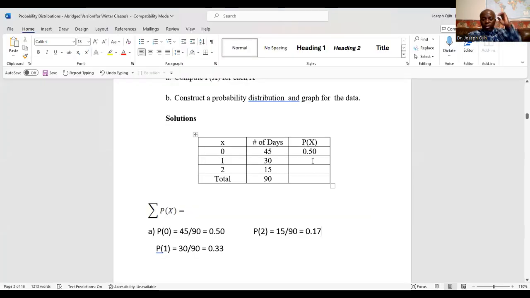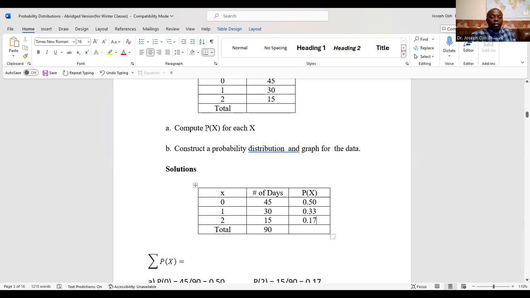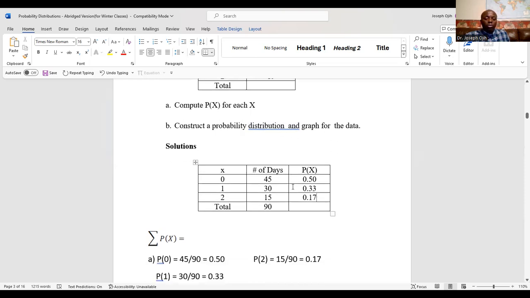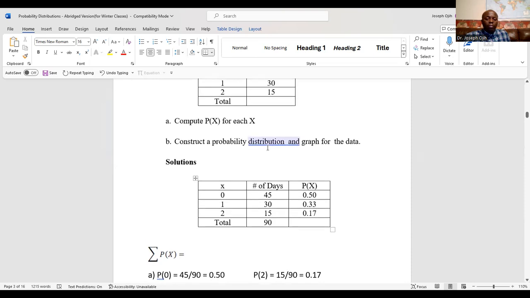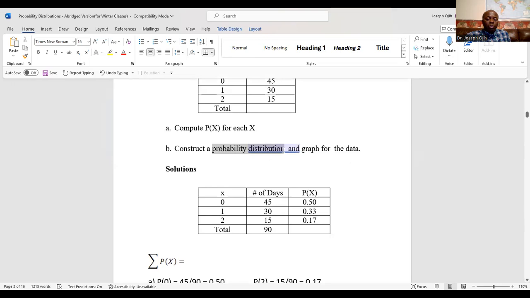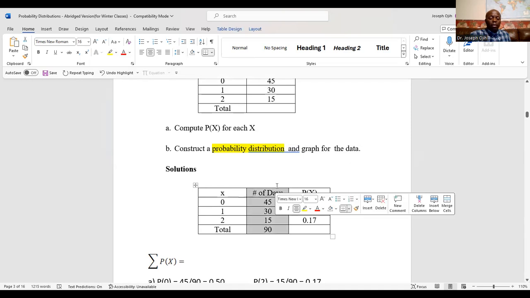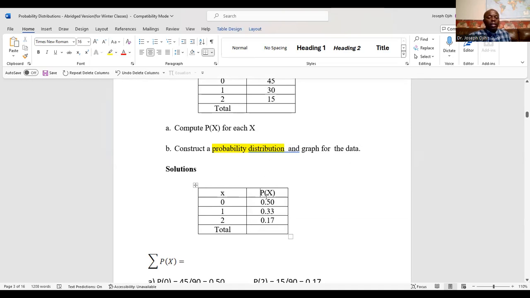So now we have all of these. Let me put them in the table. For 1 it is 0.33, and for 2 it is 0.17. So we have answered part A. Part B says to construct a probability distribution. We just rearrange it because we have the required probabilities. I'm going to remove this one here. You can see the outcomes and the corresponding probabilities, and that is your probability distribution.